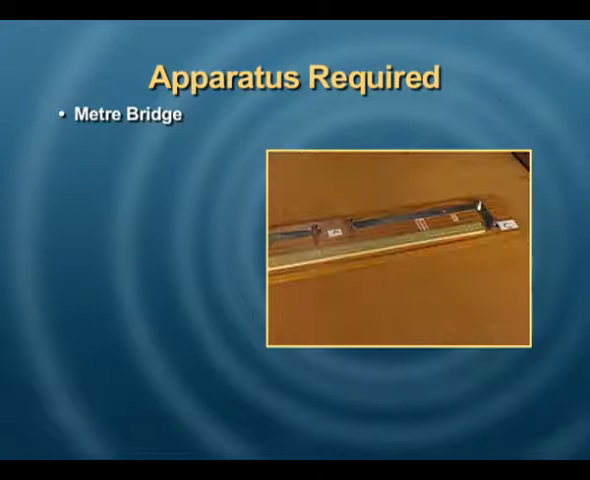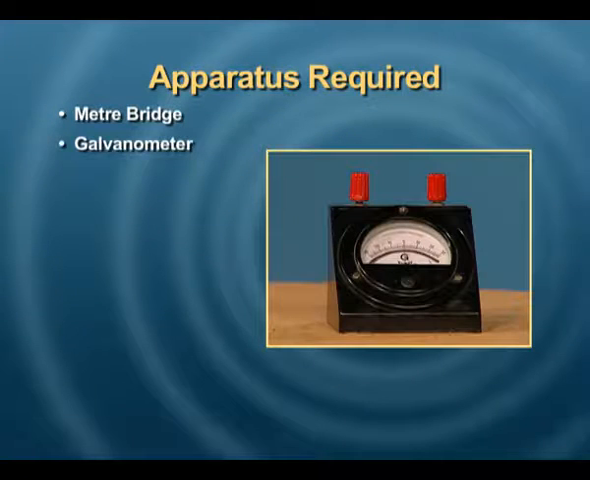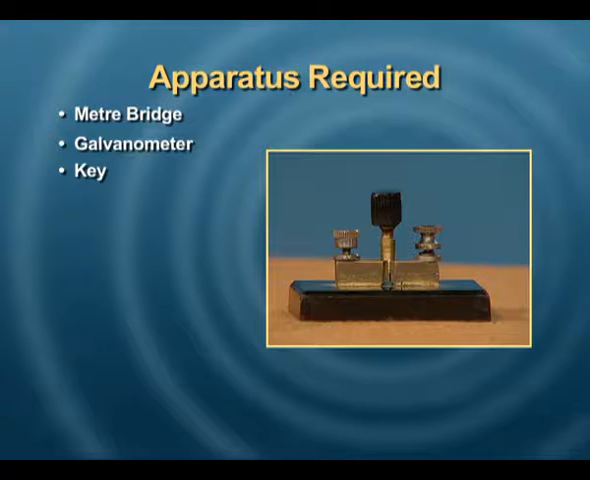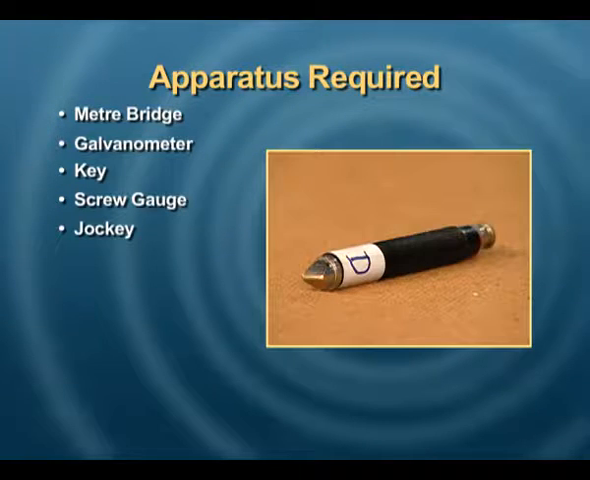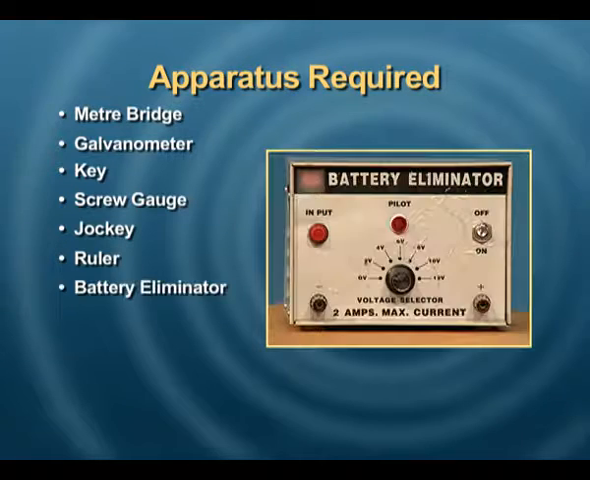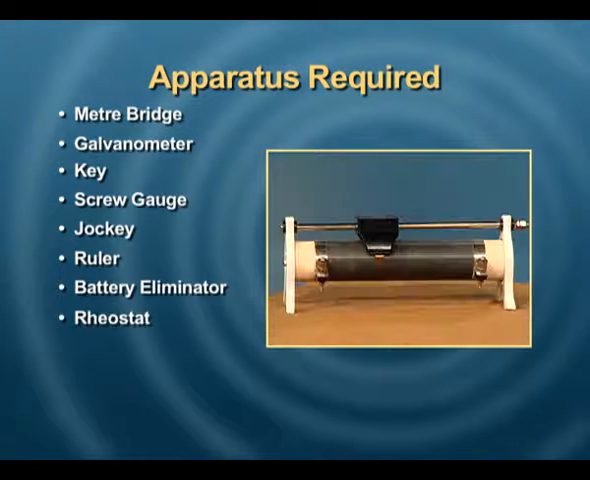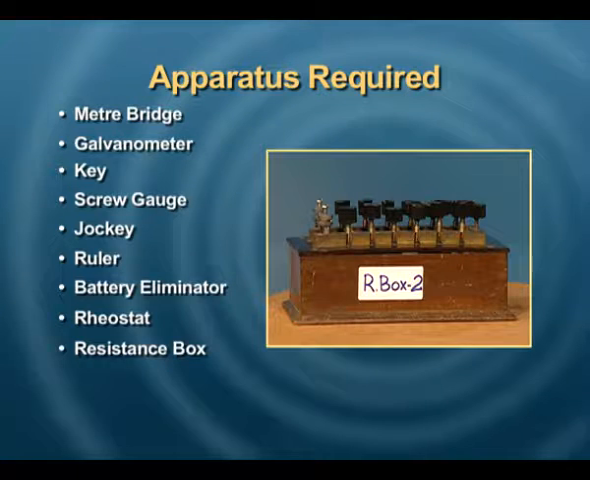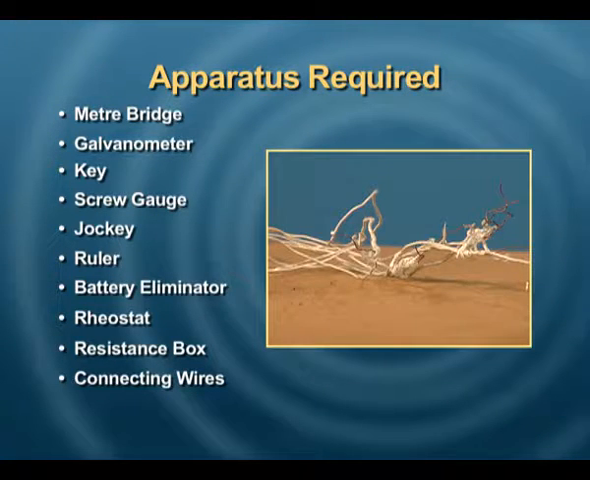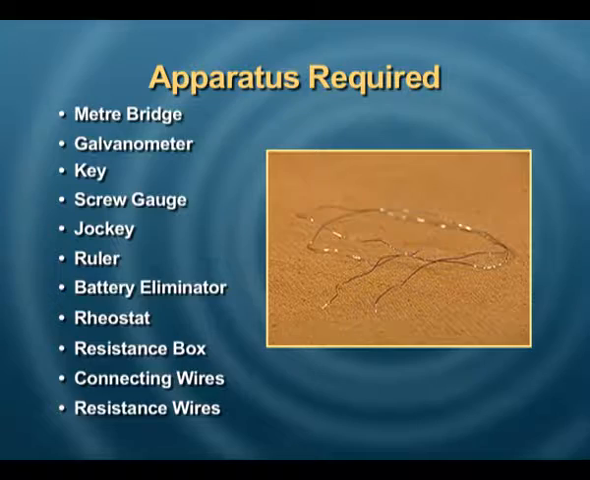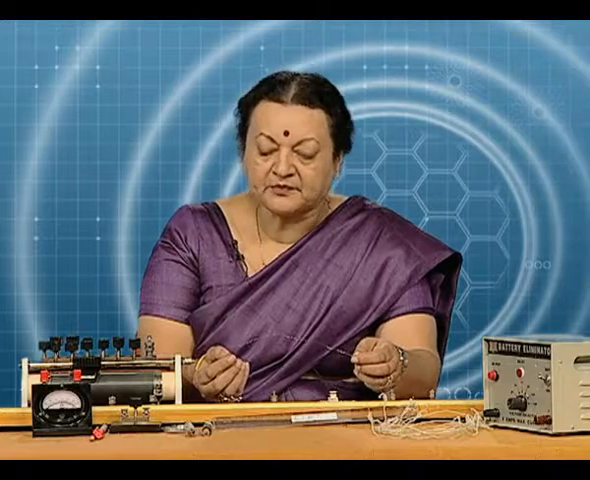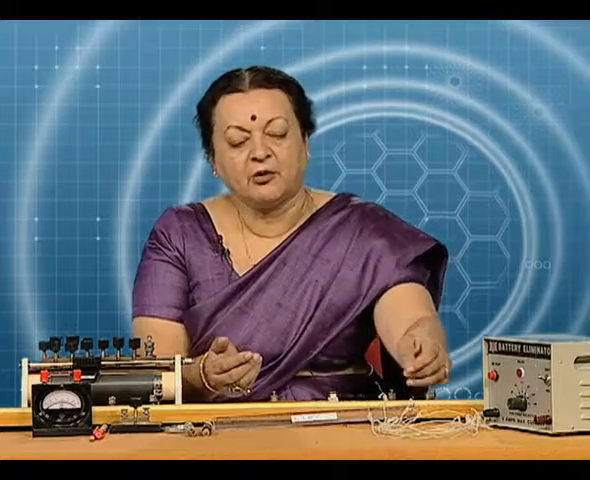The apparatus that you need for it is a meter bridge. You will need a galvanometer, a key, a screw gauge, a jockey, a suitable ruler, a battery eliminator of course, a rheostat and a resistance box. Connecting wires and a sample resistance wire for which we will find the resistance for a certain length and then calculate its specific resistance by using the diameter of the wire.